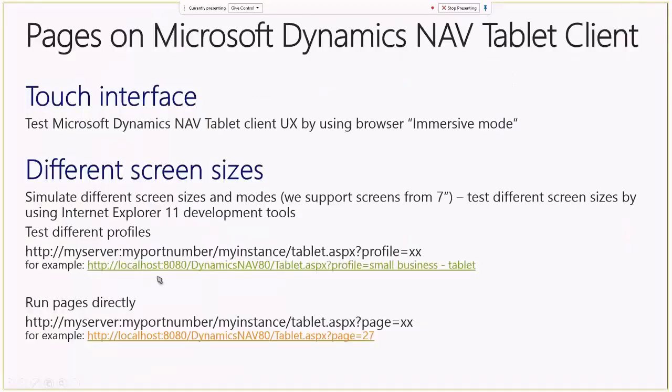So the tablet client opens the same role center as the web client, this default profile, and probably you would like to see a different profile, because users who are using the tablet client are targeted to different functions or different usage, so probably they want to use different profiles. So you can just add URL profile equal to profile name, and you will open the different profile.